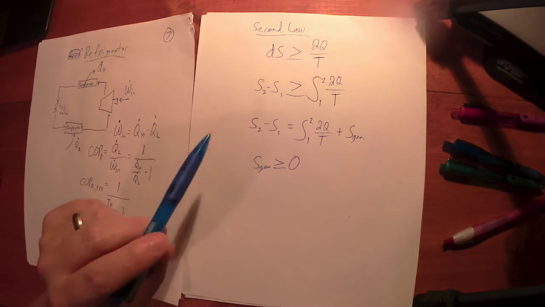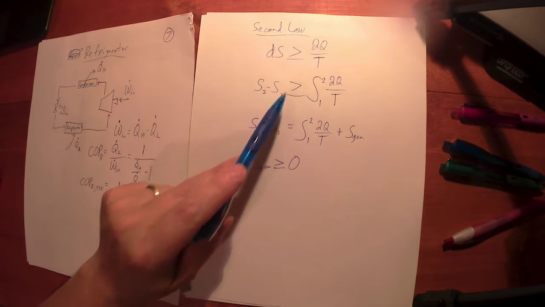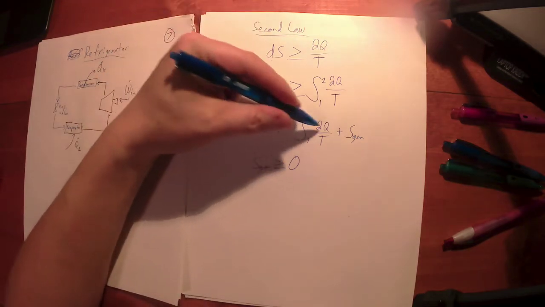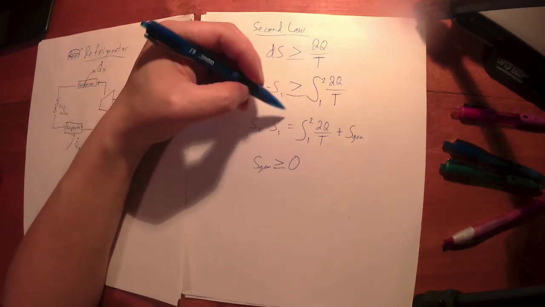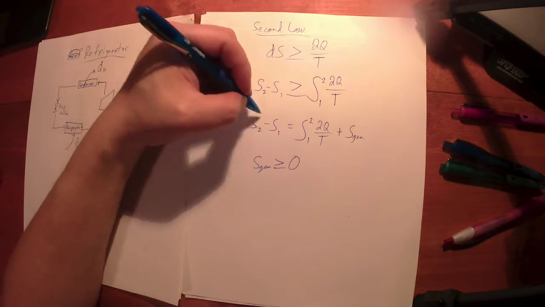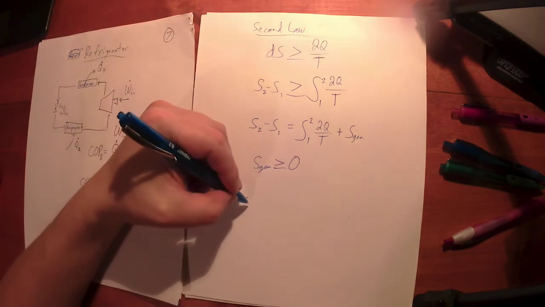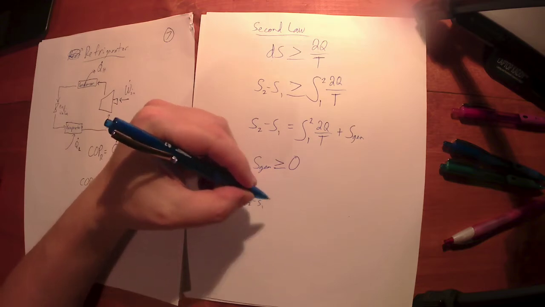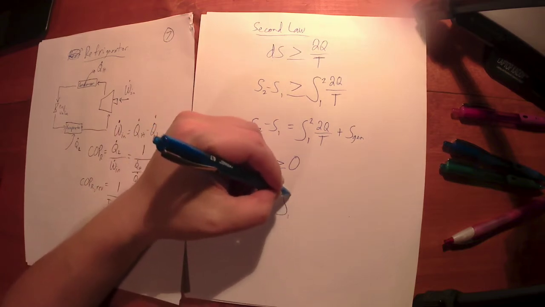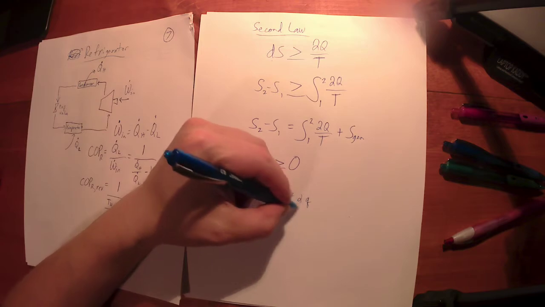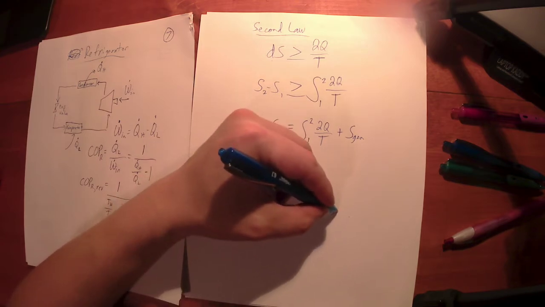Okay? So, this is the rule. This preserves the inequality. Right? So we can write this as an equation. This is the second law, how we typically present it for a process from state 1 to 2. If I divide by mass, then this becomes little s2 minus little s1 is equal to the integral from 1 to 2 of del little q over T plus little s gen.